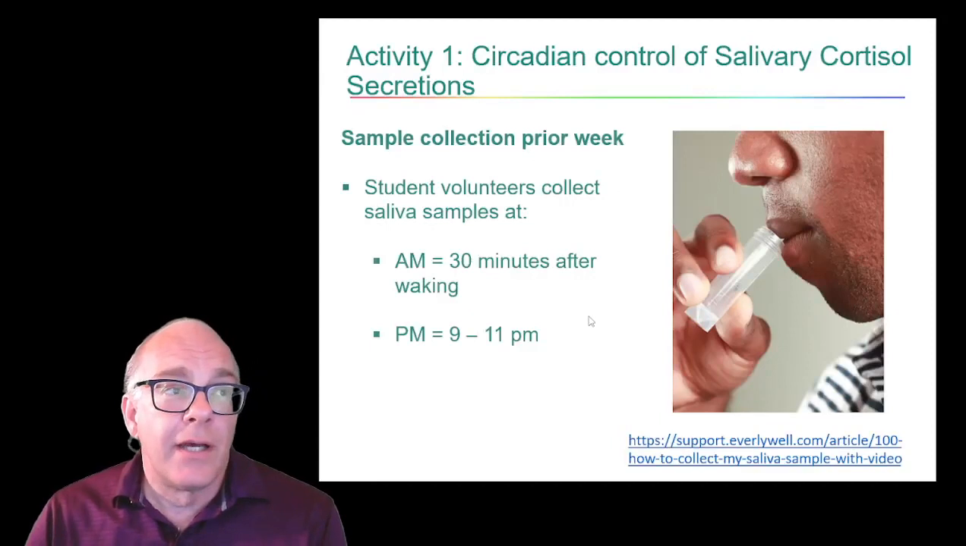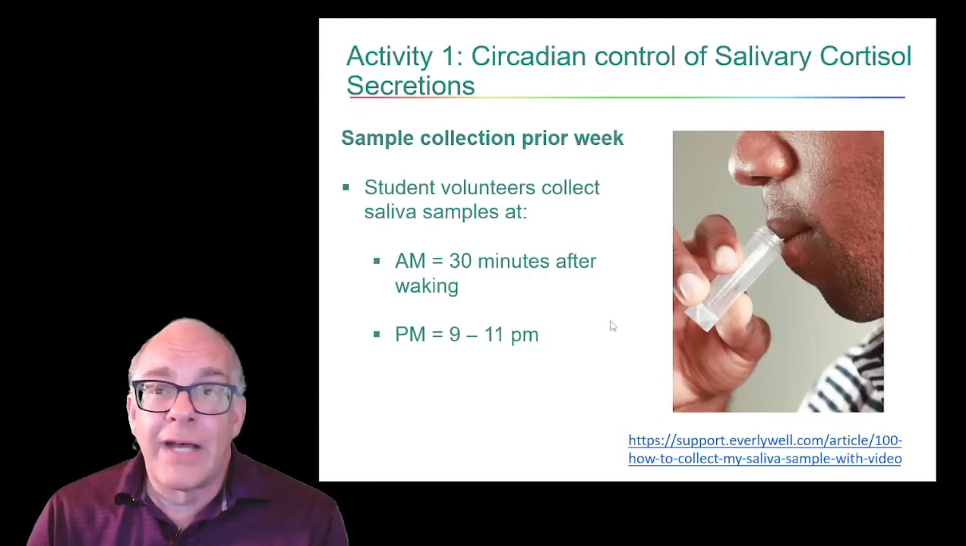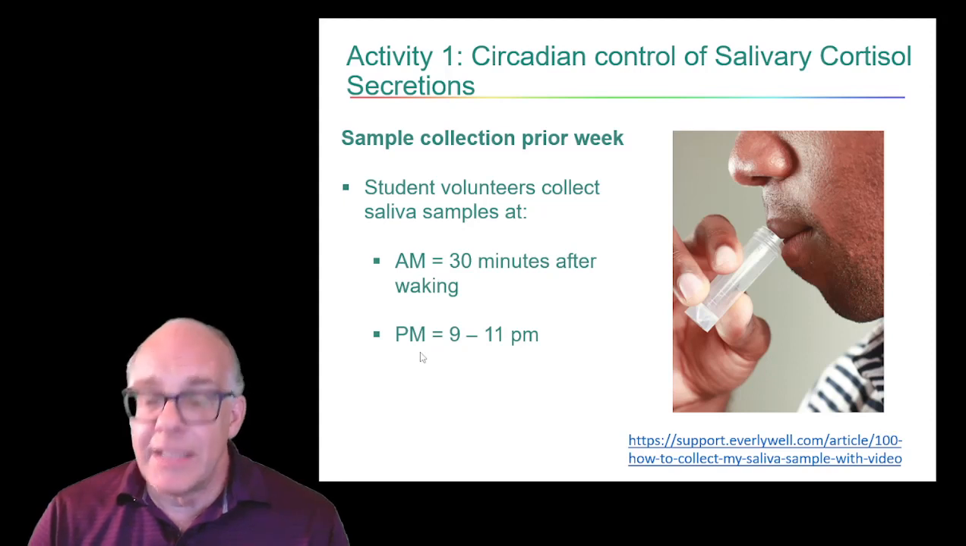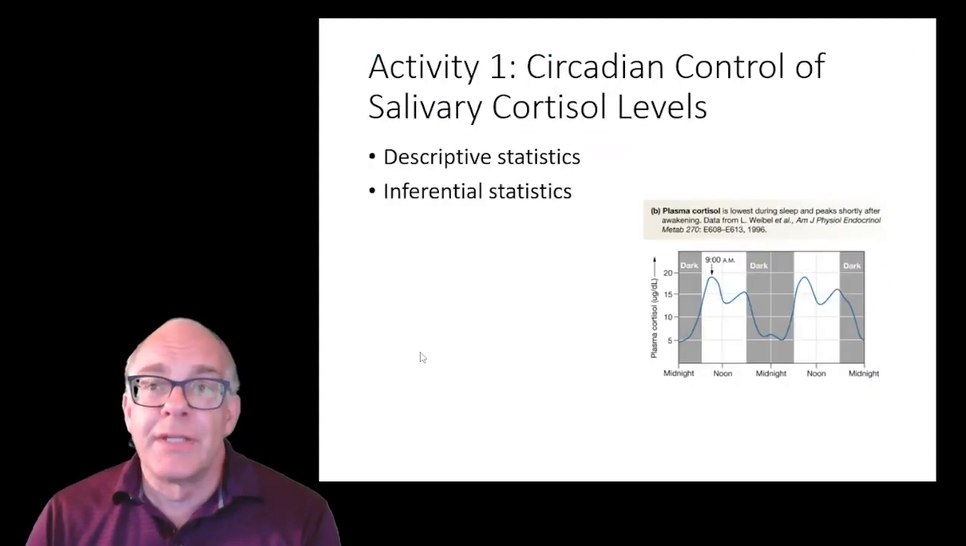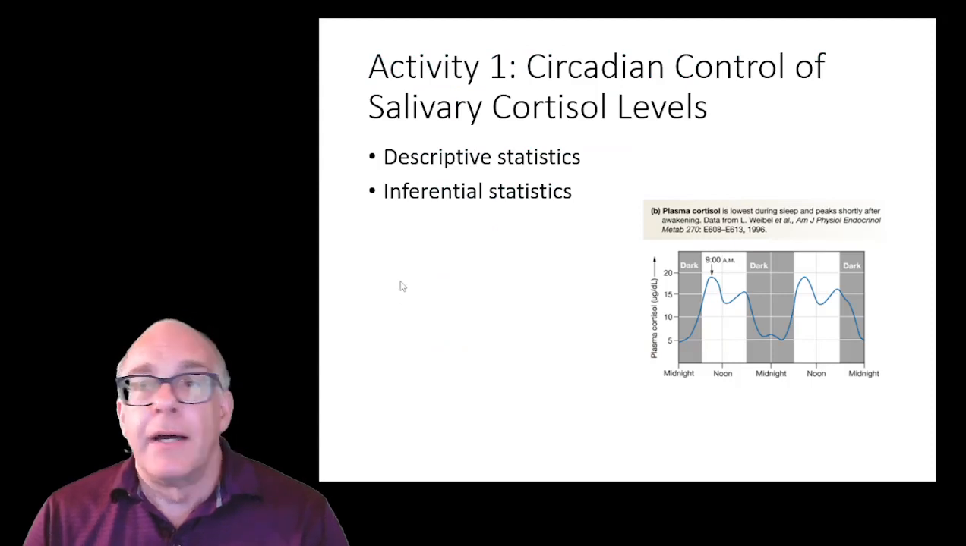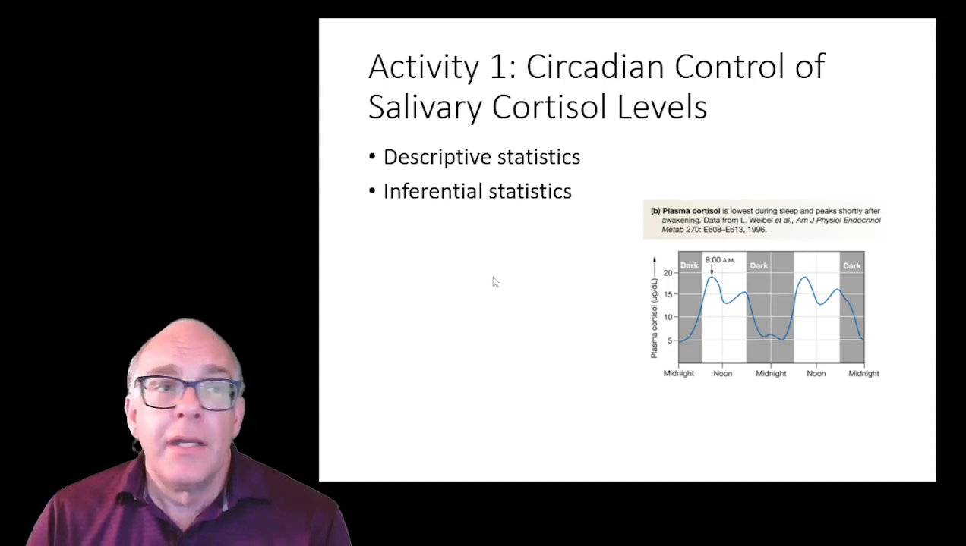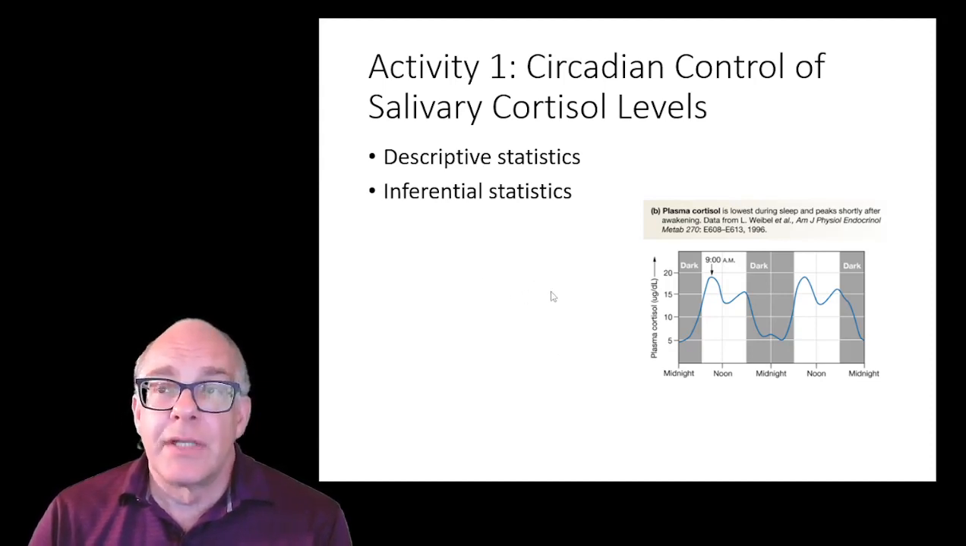Previously, we had our volunteer students spit into a test tube. We used 1.5 milliliter Eppendorf test tubes, collecting samples 30 minutes after waking in the morning and between 9 and 11 p.m. in the evening. Those samples were frozen and then made available, and then we ran the enzyme-linked immunoassay. So what you're going to get are the results of this immunoassay from the samples.